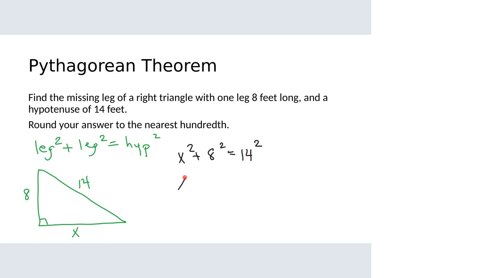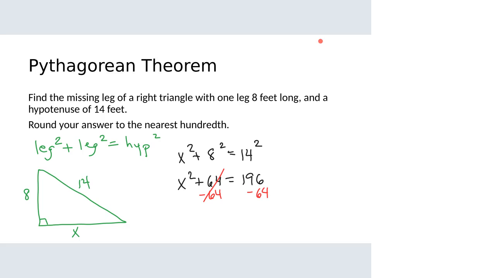I can simplify a little. x squared plus 64 is whatever 14 squared is, 196. We've got an equation to solve here. To solve this equation, I need to get x by itself, which means I need to get the term with x by itself. So the first thing I need to get rid of is that 64 on the left-hand side. So we're going to subtract 64 from both sides.